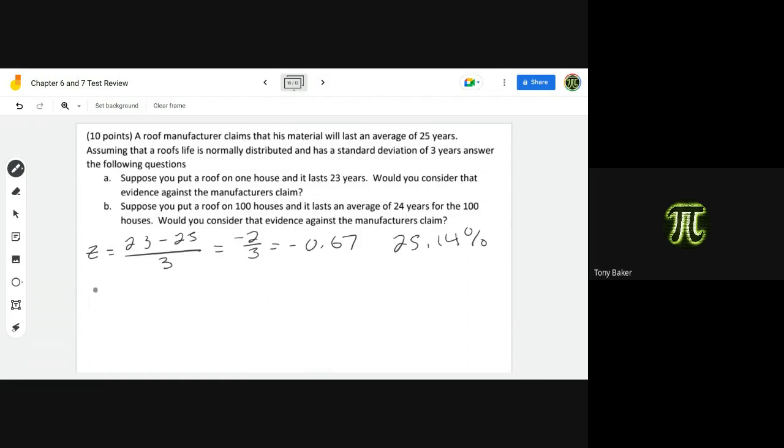All right, let's look at B. So now we have 100 houses. Now we've got a sample size, right? So now we have to figure out my standard deviation. We have to take the standard deviation originally, which was 3, and divide it by the square root of 100. So I get 0.3 as my new standard deviation.